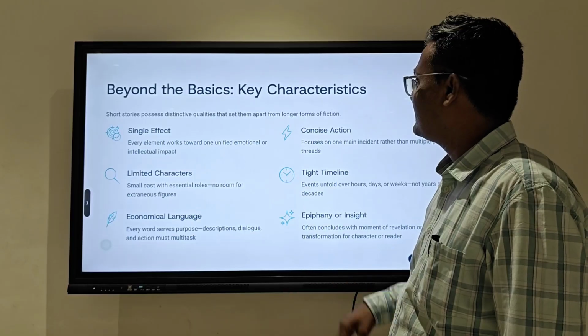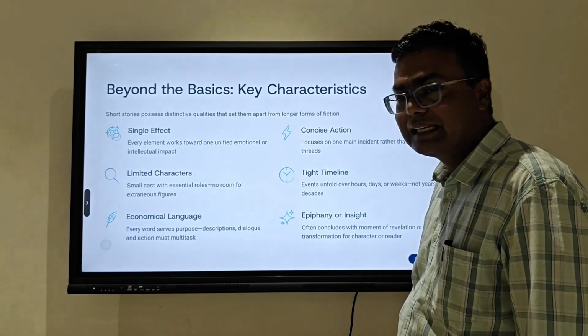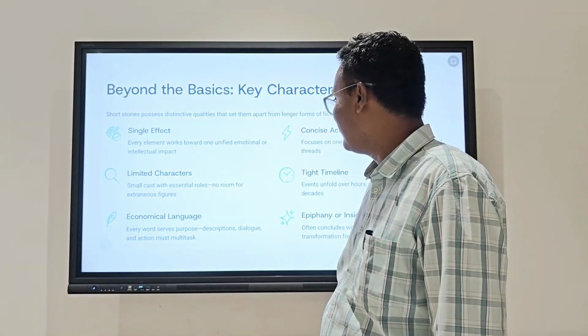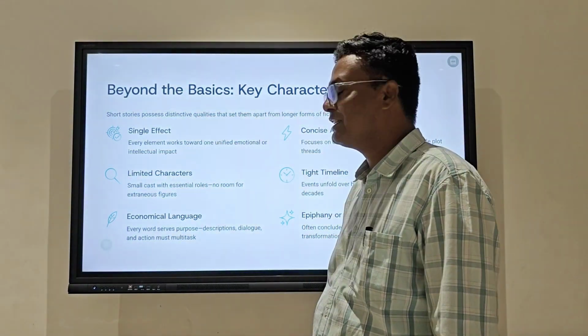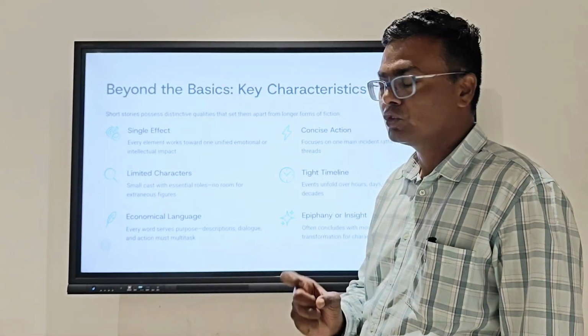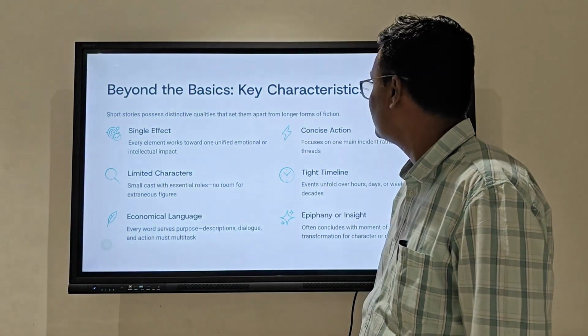Beyond the basic key characteristics. Okay, what are the key characteristics? A story generally has a single effect. It means it has an intellectual or emotional effect. Then, of course, this is also an important aspect.